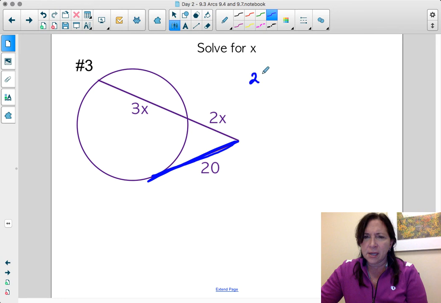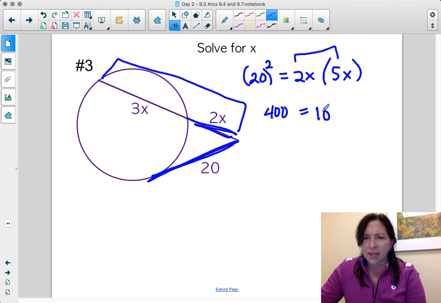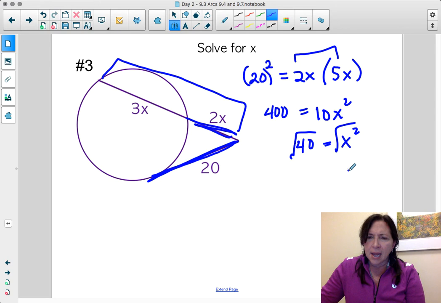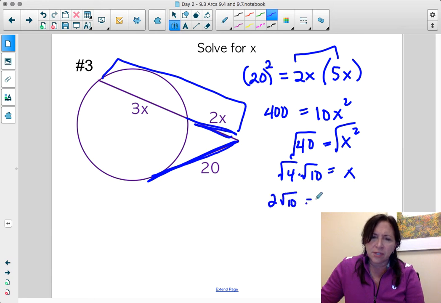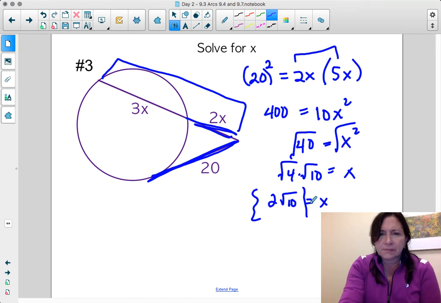So this one, and this is our first example of doing one of these, again, is 20 times itself. So it's 20 times 20 is equal to the outside, which is 2x, times the sum. So 3x plus 2x, which is 5x. So 20 times 20 is 400, is equal to, numbers get multiplied with numbers, so we have 10, x times x is x squared. So we have x squared is equal to, I'm going to divide by 10, I get 40. I'm going to square root both sides, and I get x is equal to the square root of 40, which is going to be root 4 times root 10. Square root of 4 is 2, so my answer is 2 root 10 for x. Plus or minus, again, no negatives are considered.